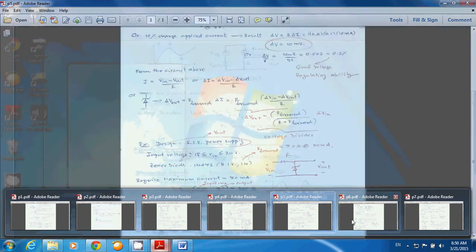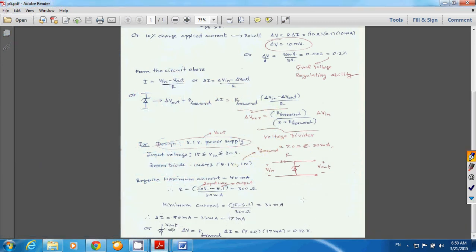So let's give you just the basic technique to design your circuit. This is just to get a good voltage regulating ability by using a Zener diode.